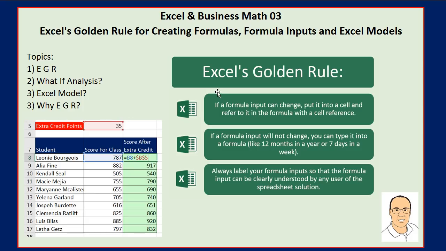Not only that, but when we follow Excel's golden rule, we are allowed to do what-if analysis. And all what-if analysis means is, what would happen if we change the extra credit points to 40 instead of 35? We change the number, everything updates, we can see exactly what happens. So what-if analysis actually follows directly from following Excel's golden rule. We label it, put the number right there, refer to it in the formula. Then when we change it, everything updates.